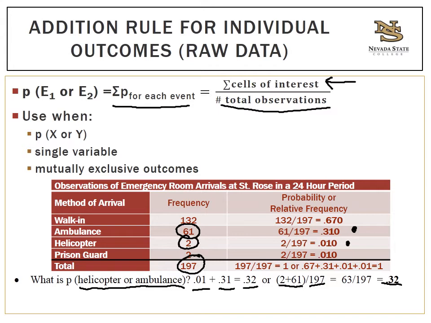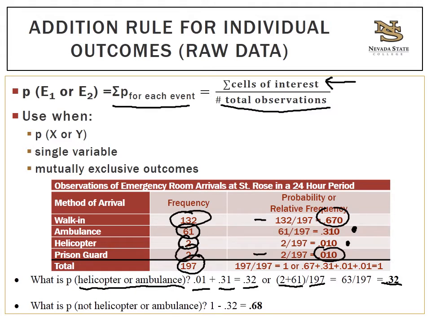Just to remind you of the complement rule, if you wanted to know the probability that the next arrival would not be helicopter or ambulance, or the percentage of patients that day that were not helicopter or ambulance, you would use the complement rule. You could just take 1 minus 0.32, right? 1 minus the probability of helicopter or ambulance, and get 0.68. Or you could add walk-in plus ambulance here, add those two. Or you could take 132 plus 2 divided by 197.